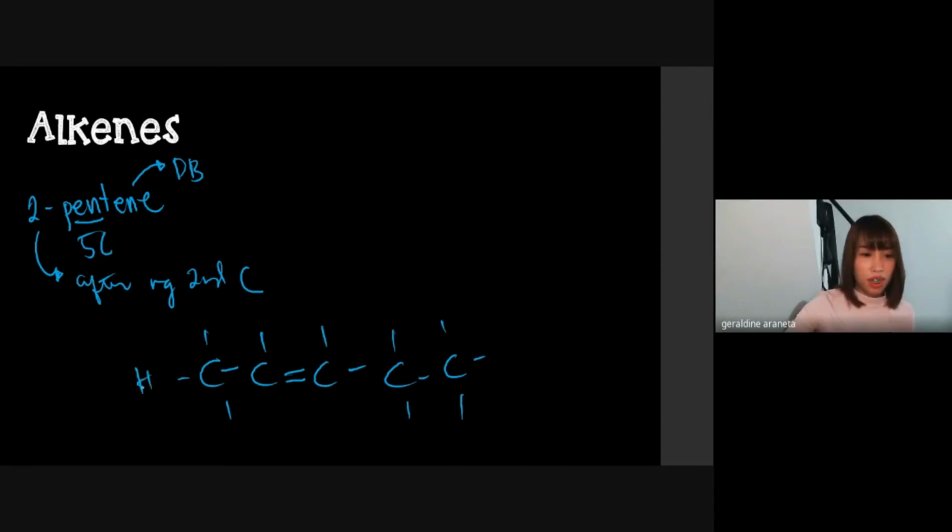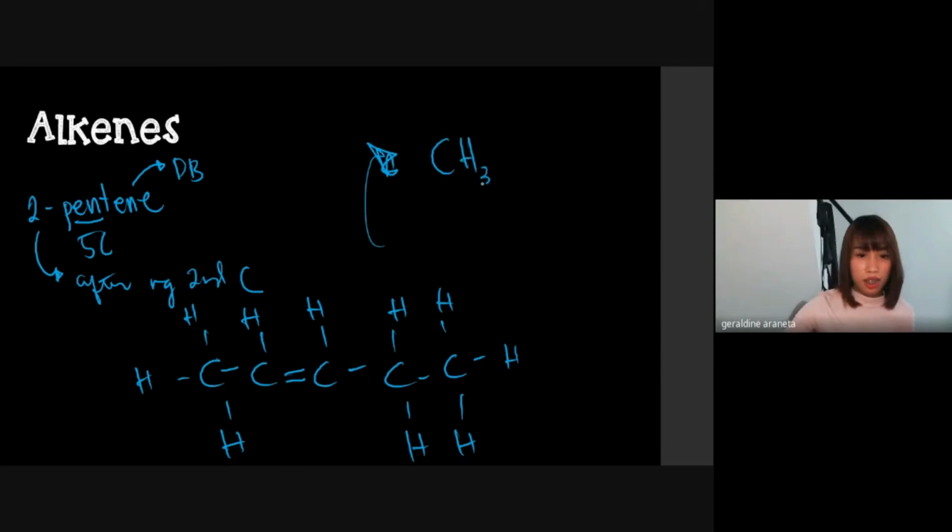So, H, H, H. That would be CH3, CH, double bond, CH, CH2, CH3. Okay, so did you get the same answer? Okay, so that's correct. That is how you form the structure for alkanes and alkenes.